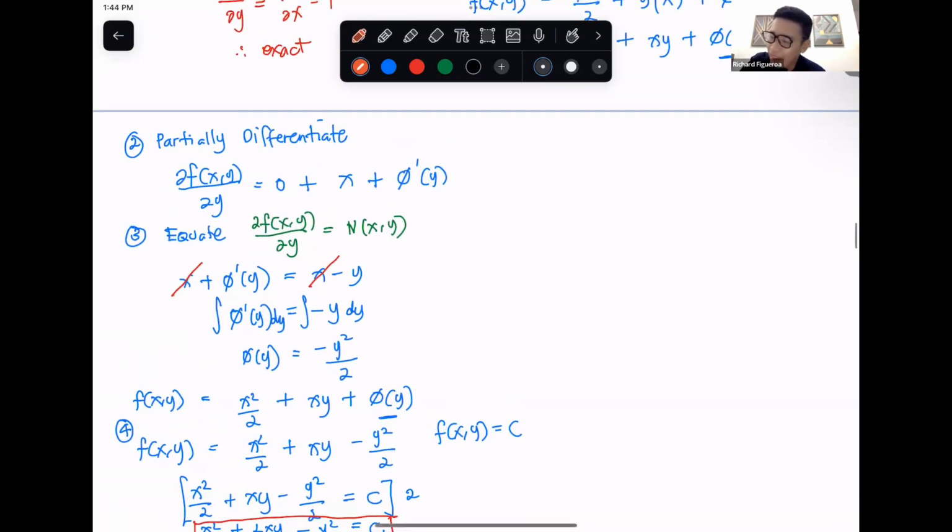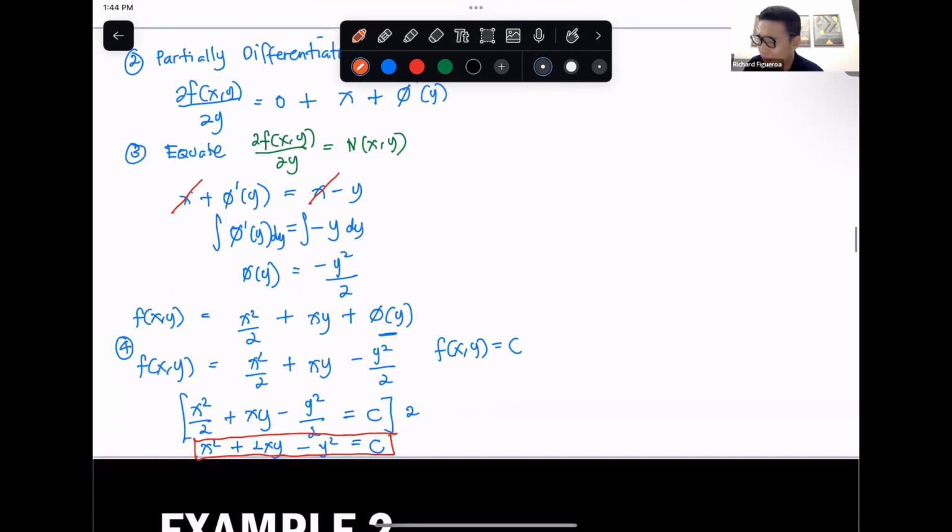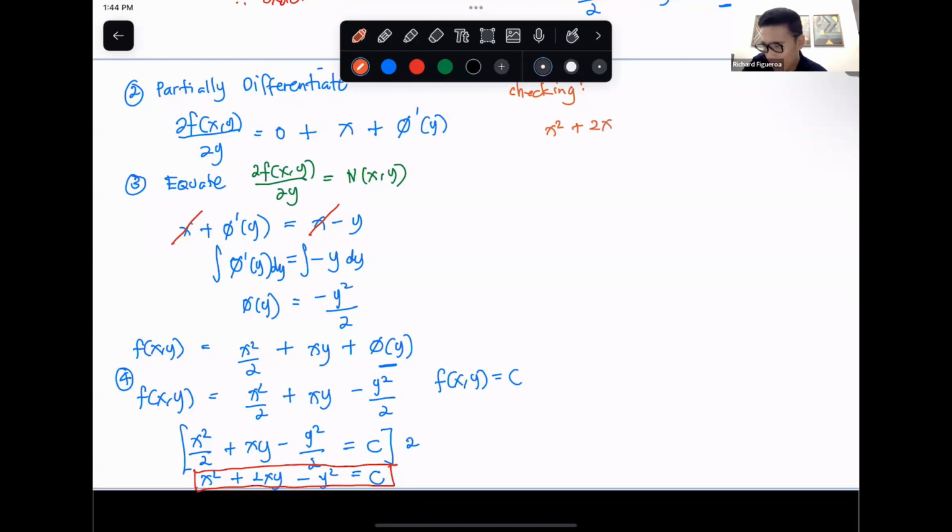I'll do checking. Kasi simple lang siya. Pag mahaba to, it's difficult to check. So let's say meron daw tayong x squared plus 2xy minus y squared equals to c. So sabi natin, this is a solution of the differential equation. And if you could still recall in verification of solution of differential equation, dapat, pag binalik ko yan, pwede siyang bumalik doon sa original equation.